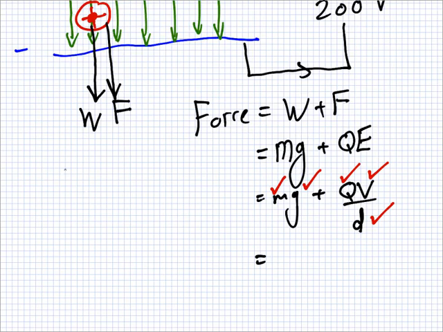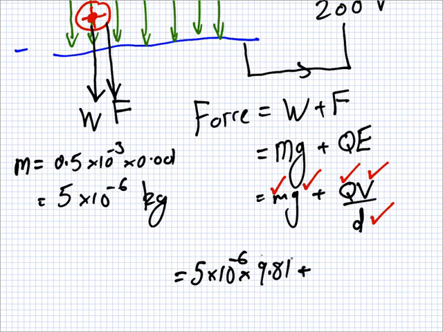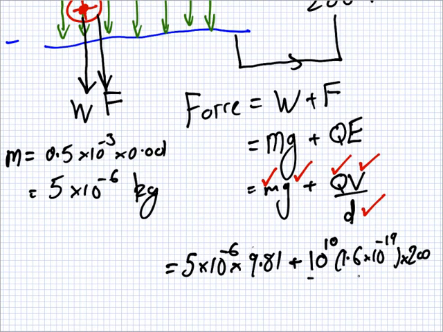Now, what did I say the mass was? 0.5 milligrams. That's 5 × 10⁻⁶ kilograms. Right, so this equals 5 × 10⁻⁶ times 9.81 plus E. What's the charge? I think I said it was 10 power 10 E. And E is 1.6 times 10 minus 19 times 200. And the distance? What was the distance? It was 1 centimeter. Okay, so let's type this in.